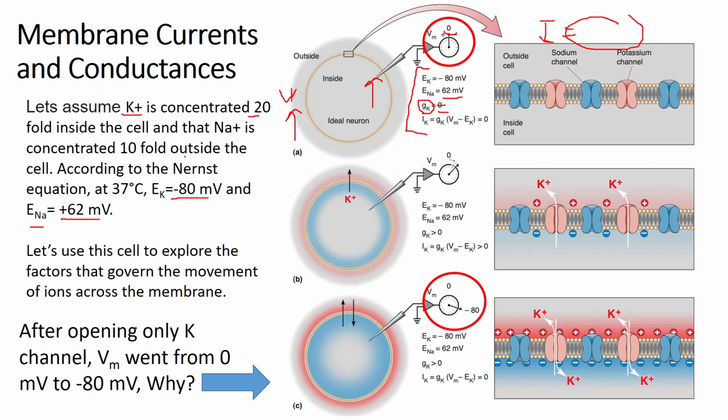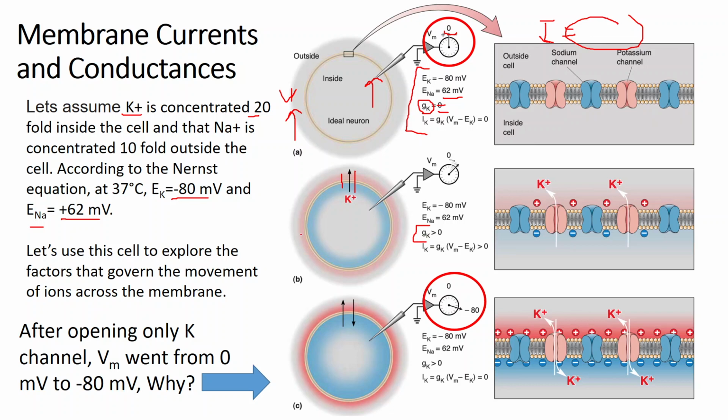However, if I insert some potassium channels in here and potassium starts moving, then we have a conductance that is more than 0. This will result in a current, right? So potassium will move.